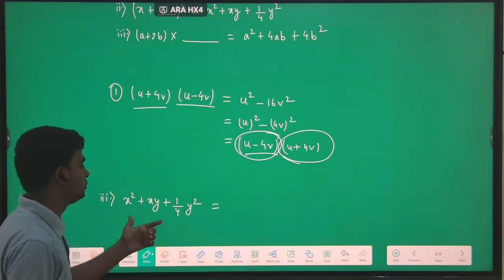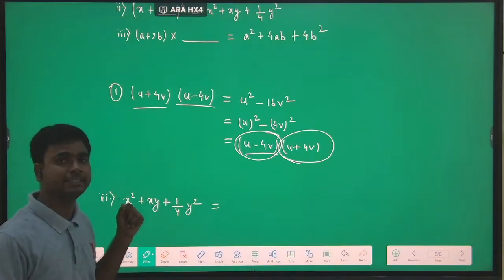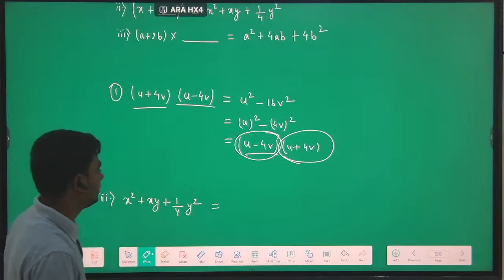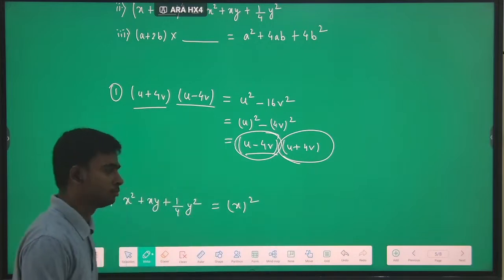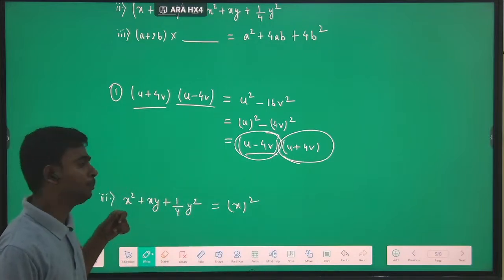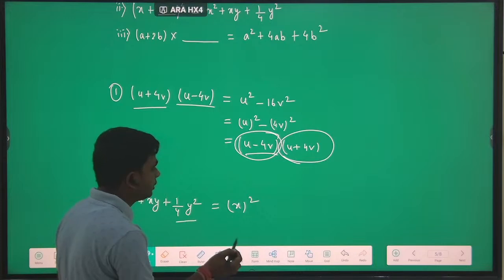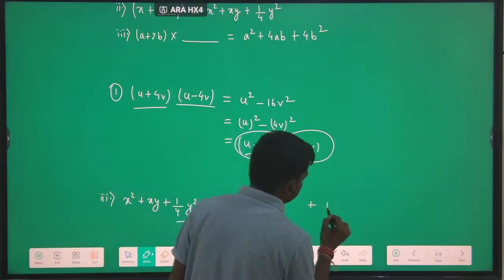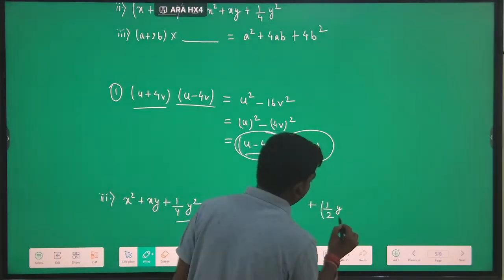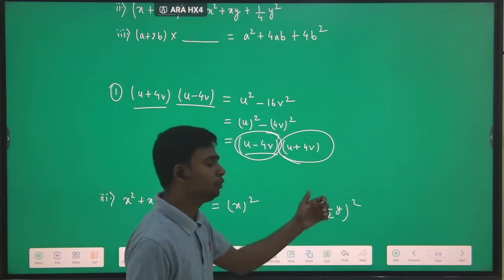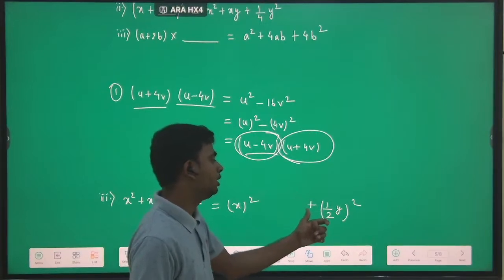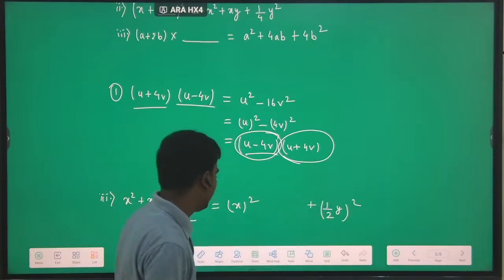So let us think which type of identity it is. Okay. So what is our x square? It is x to the power 2. This x square is x to the power 2. This 1 by 4 y square is what? This is in the form of 1 by 2 y to the power 2, because we know 1 by 2 to the power 2 is 1 by 2 into 1 by 2, that means 1 by 4, and y to the power 2 is y square.